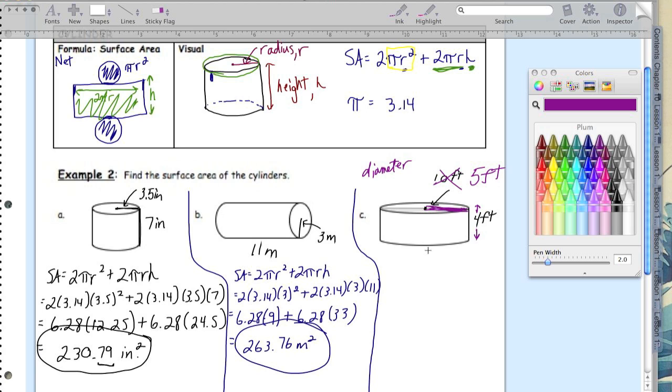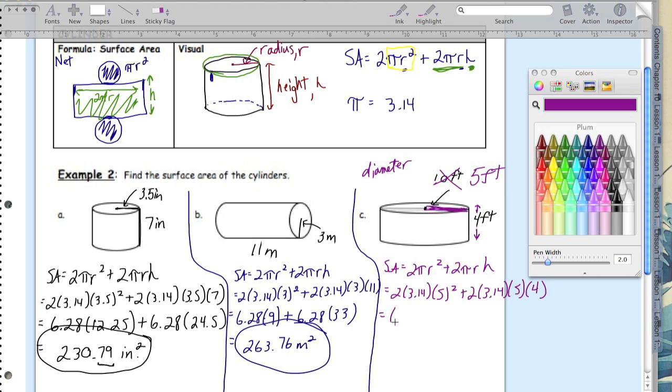Okay, so now that I've done that, everything's the same. Surface area is 2 pi r squared plus 2 pi r h. So it's going to be 2 times 3.14. My radius is 5, so it's 5 squared, plus 2 times 3.14. My radius is 5, and my height is 4.